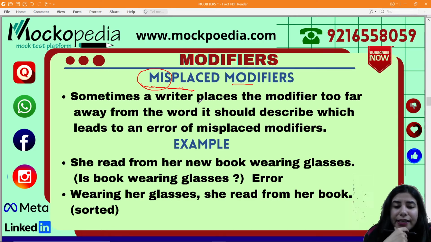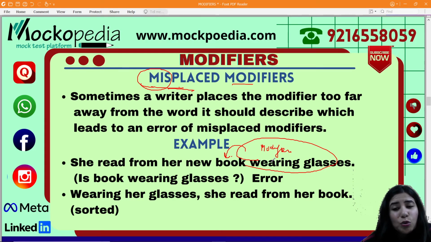So read the sentence. She read from her new book wearing glasses. So I'll mark the modifier for you. Wearing glasses is the modifier. Where is this modifier? This modifier is right next to the word book. Can a book wear glasses? Have you seen any book wearing glasses? No, right?